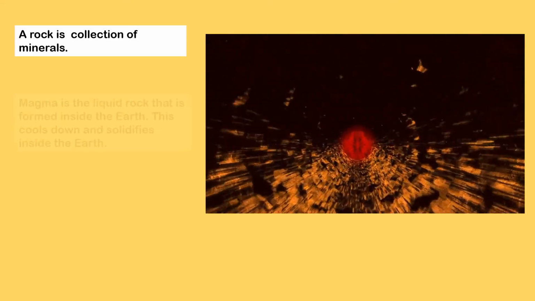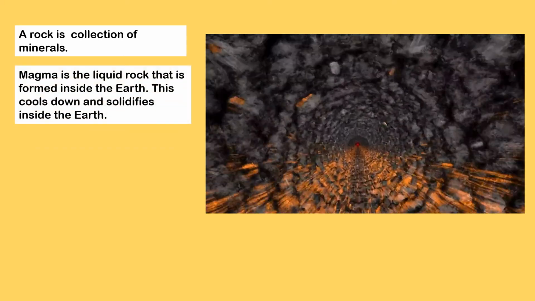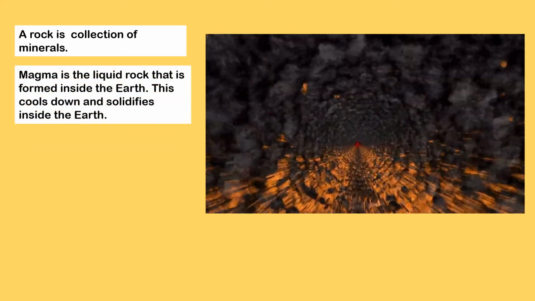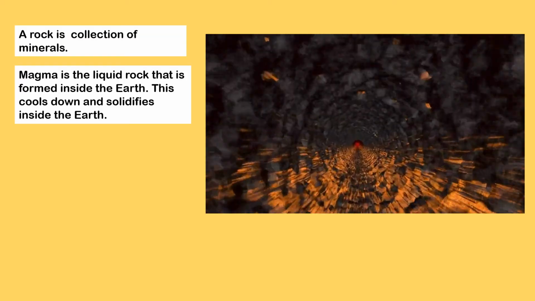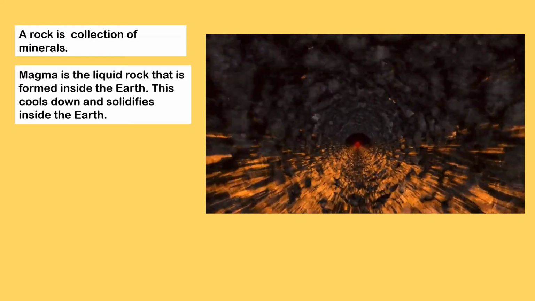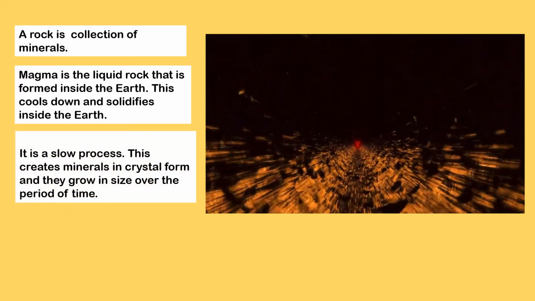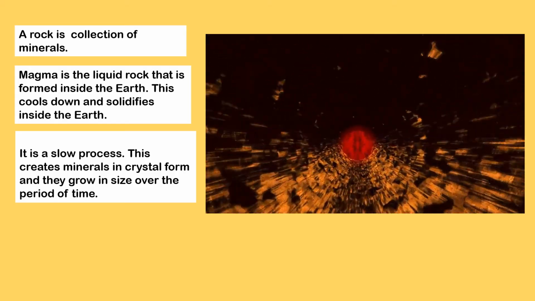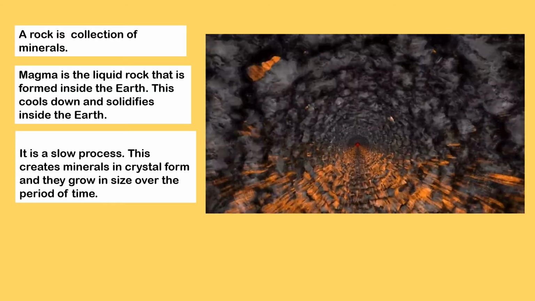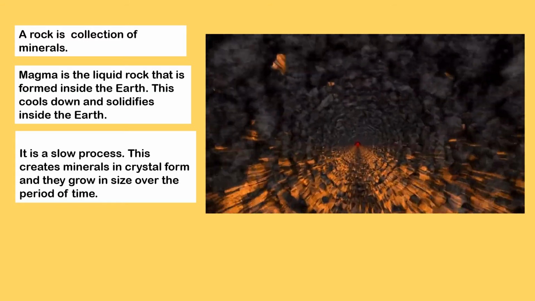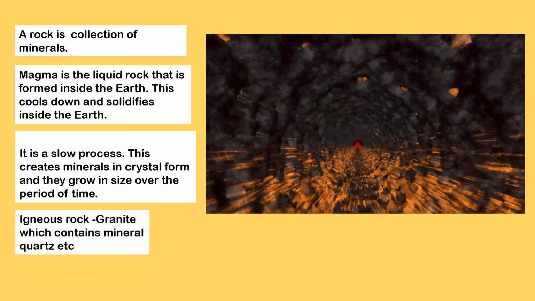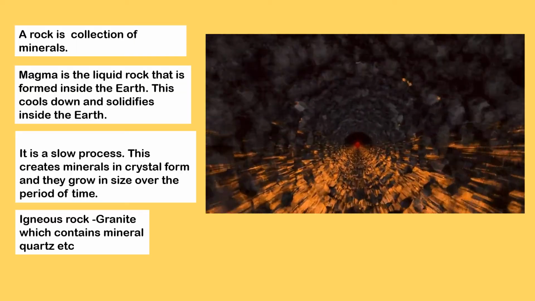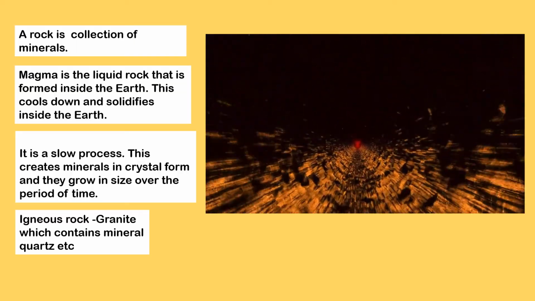Now look at the video, children. Magma, the liquid rock that is formed inside the earth, cools down and solidifies inside the earth. It is a slow process. This creates minerals in crystal form and they grow in size over a period of time. Example, the igneous rock granite, which contains the mineral quartz.